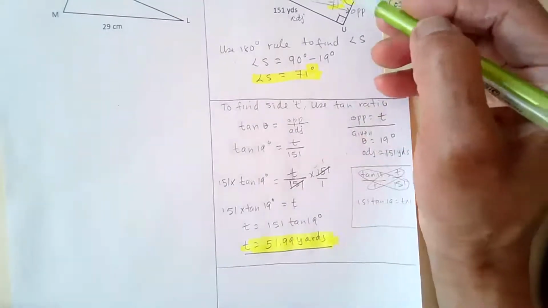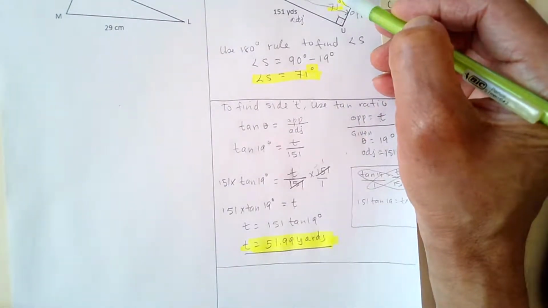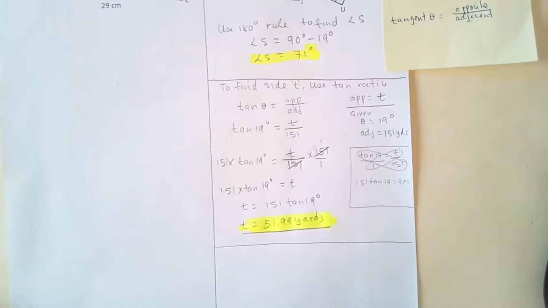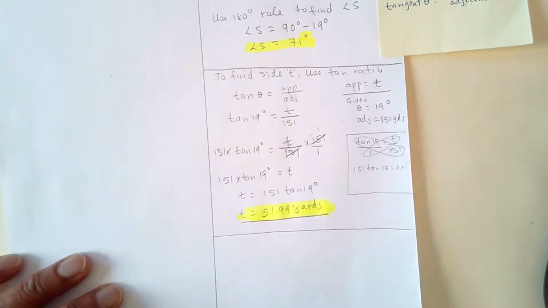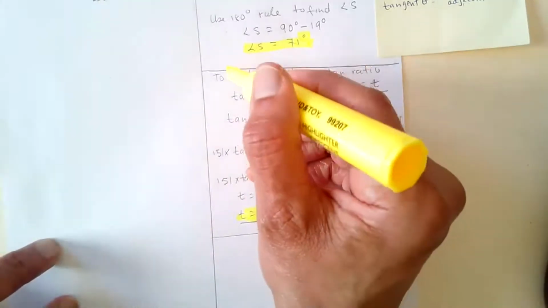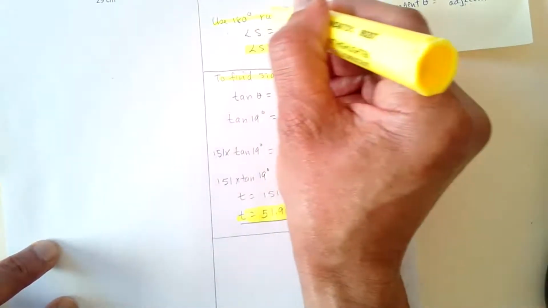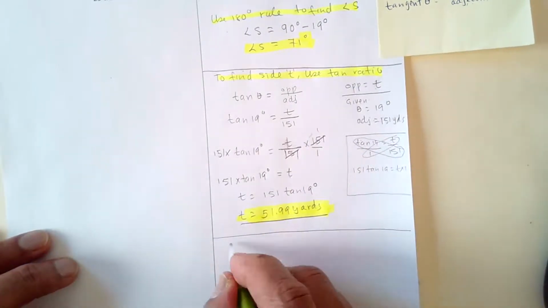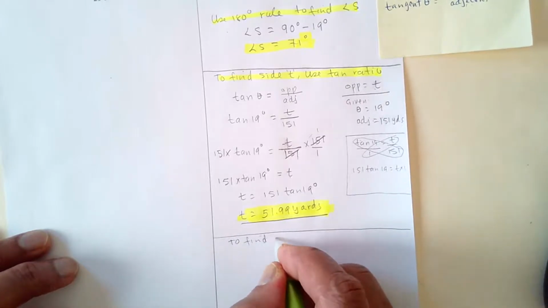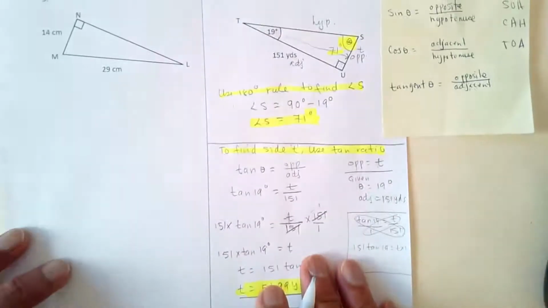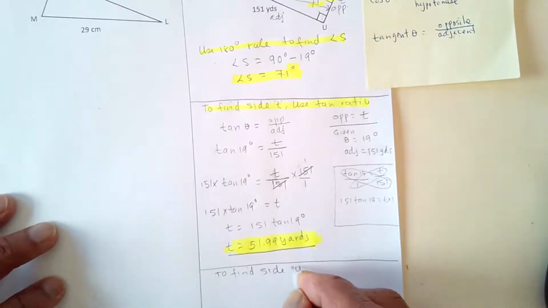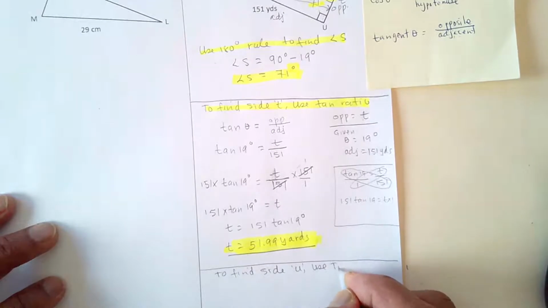Okay, we need to find the hypotenuse. We can go ahead and use the Pythagorean theorem, and we'll end up with the same result. But I'm going to use another trig ratio because it's more fun, and it also gives you a lot of practice. So to find, in this case, we'll label the hypotenuse as u. So to find side u, use a trig ratio.